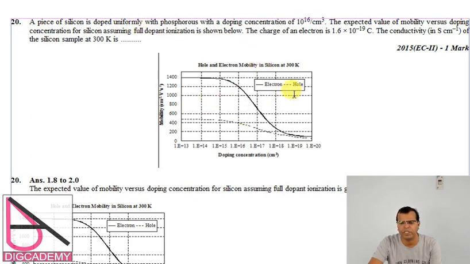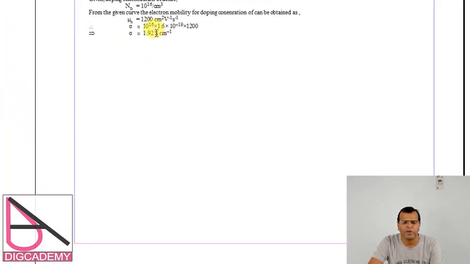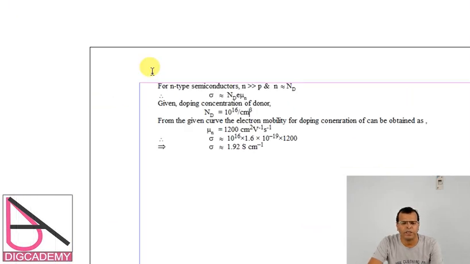That is the given variation of mobility versus doping. The charge of the electron is this much. The conductivity of the silicon sample at 300K is to be found. So you know the expression of the conductivity. The point here is we have to estimate the mobility from the given curve.